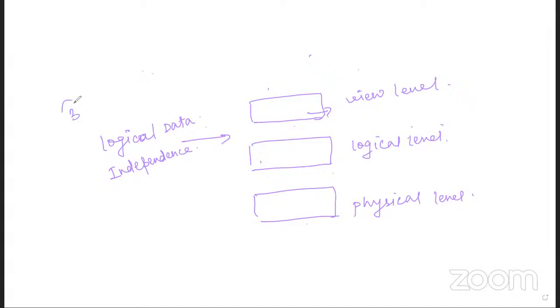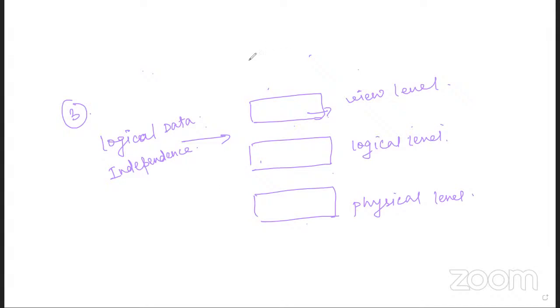Question 3 is. Now with this diagram, it's pretty much clear, sir. Above the physical level exists the logical level, and above the logical level, the view level. So we abstract in this way.